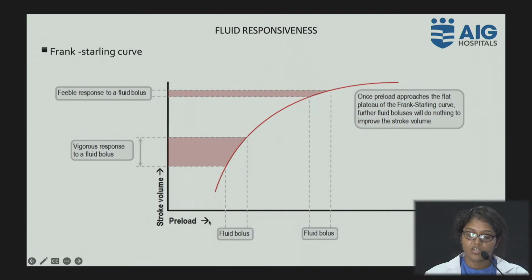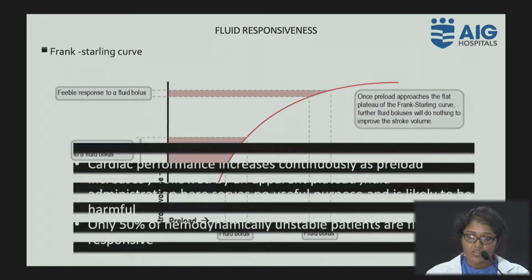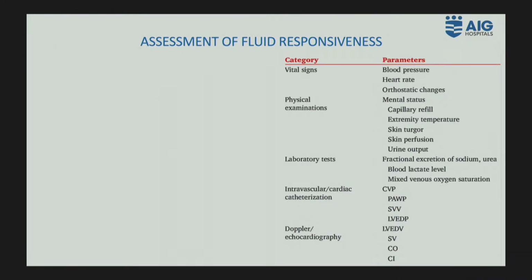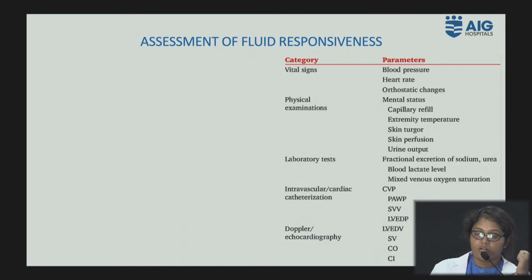So in the steep part, an increase in the fluid, like a fluid bolus, will give a vigorous response. Whereas once it reaches the plateau part of the curve, even with a fluid bolus, there is a very feeble response. So we have to understand where our patient is before pumping more fluid into him. And only 50% of hemodynamically unstable patients are fluid responsive. So now we have understood why there will be hypovolemia and how we have to manage hypovolemia, like in which patient we have to give fluid.